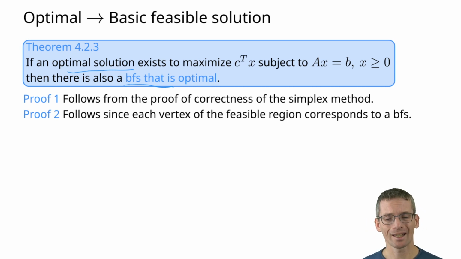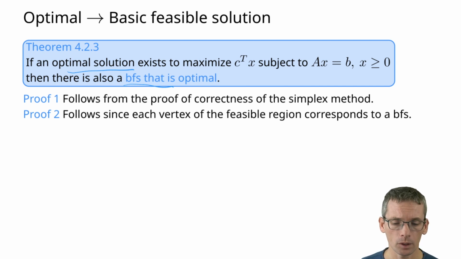One way to see it simply is when we consider the simplex algorithm: from the proof of correctness of the simplex algorithm, because the simplex algorithm works on basic feasible solutions, this will also already imply the theorem. Another way to see this is to show that each of the vertices of the feasible region corresponds to a basic feasible solution. We will not do this proof here. It is in the book by Gärtner and Matoušek if you're interested.